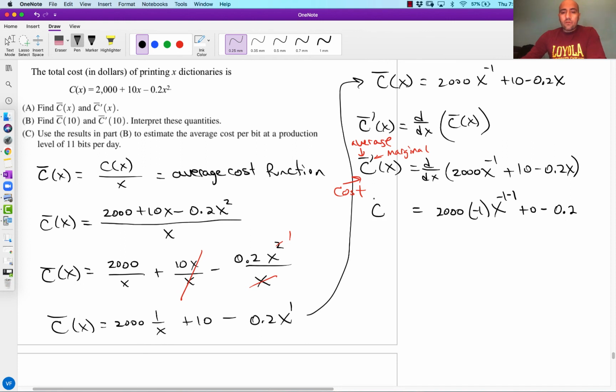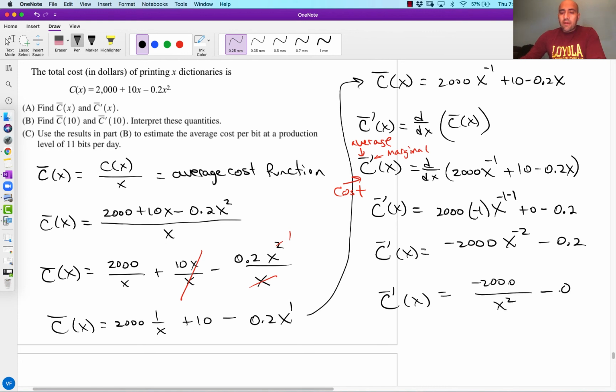Okay, so the marginal average cost function equals this, so the marginal average cost function equals negative 2,000 x to the minus 2 minus 0.2, which we can simplify a little bit more as negative 2,000 divided by x squared minus 0.2. Okay, so we found our equations.